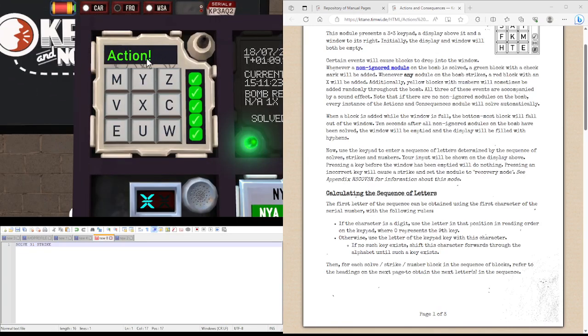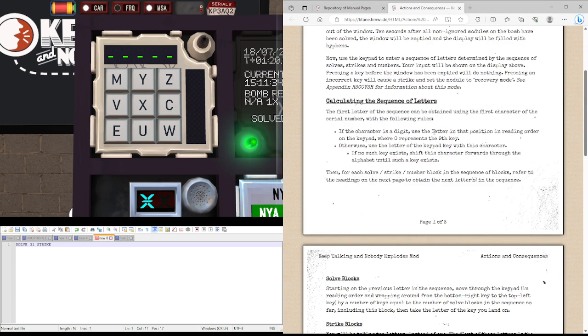And when you solved everything, you get action on the screen, and after a few seconds, it will turn to just dashes. There we go. And now we're going to be obtaining a sequence of letters. The first letter of the sequence can be obtained by the first character of the serial number with the following rules. If the character is a digit, it isn't, it's a K, but if it was, we'll just use that position on the keypad. Otherwise, we're going to be using the letter from the serial number as one of the keypad keys. Of course, you can see we don't have a K on the keypad. If no such key exists, shift this character forwards through the alphabet.